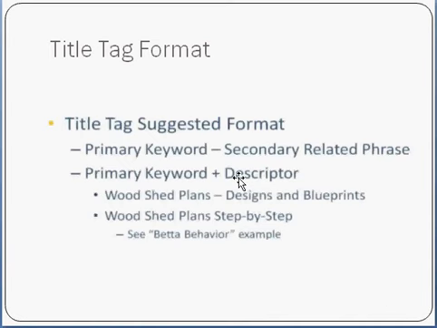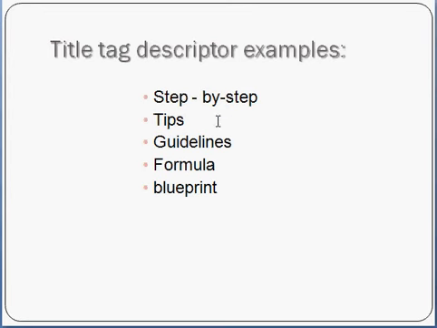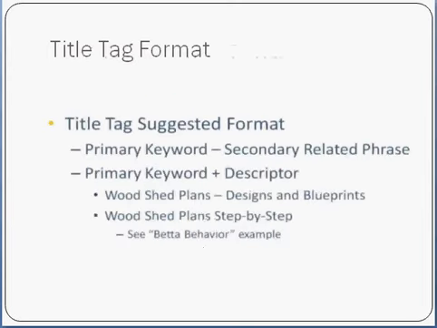Now, here are 2 examples. Primary keyword of woodshed plans, and you have a secondary related phrase of designs and blueprints. Do the same thing down here with the descriptor: woodshed plan step by step. Here are some more examples of other descriptors. It can be step by step, it can be tips, guidelines, formula, or blueprint. These things just add a little bit to the title tag, and it makes it more attractive to the spiders when they come by.